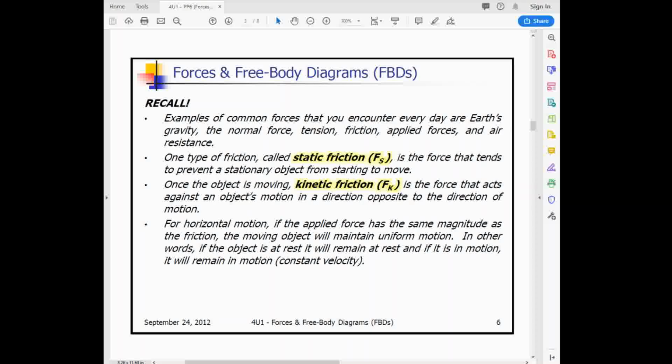So one type of friction is called static friction. It's the force that tends to prevent a stationary object from starting to move. So once the object is moving, we have kinetic friction. That's the force that acts against an object's motion in a direction opposite the direction of motion. For horizontal motion, if the applied force has the same magnitude as the friction, the moving object will maintain uniform motion. So in other words, if the object is at rest, it will remain at rest. If it's in motion, it will be in motion. It'll have a constant velocity.